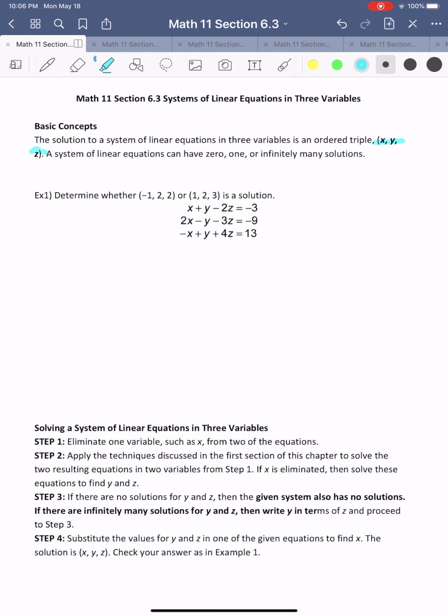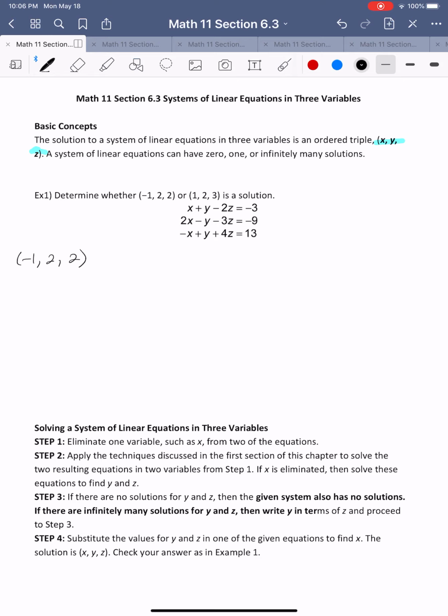Okay, so let's check with the first one. The first one has -1, 2, and 2. In order for the ordered triple to be a solution, it has to satisfy all the equations of the system. So when one doesn't satisfy one of the equations, we can't call it a solution.